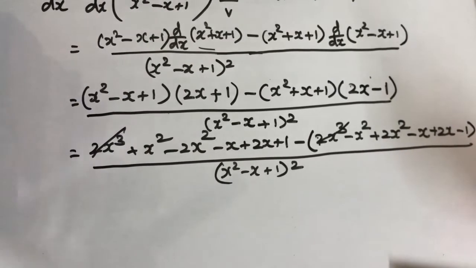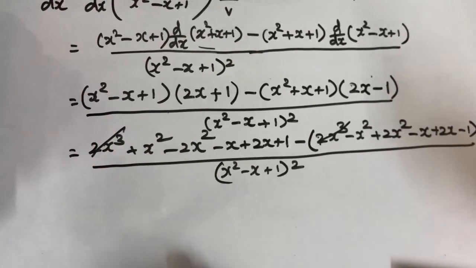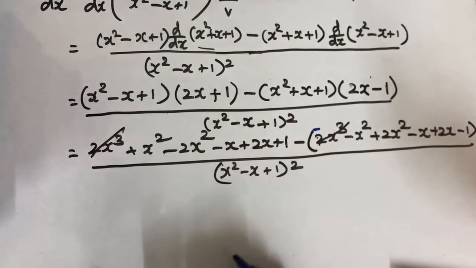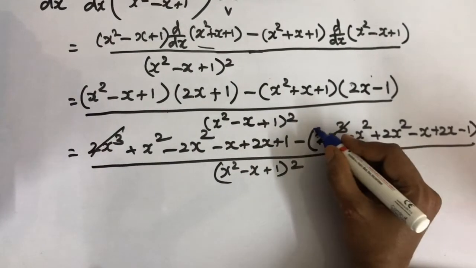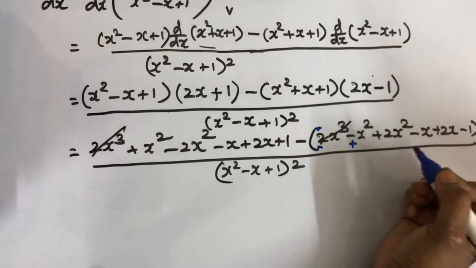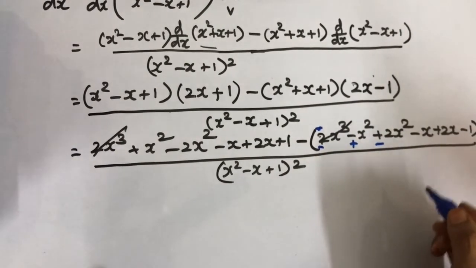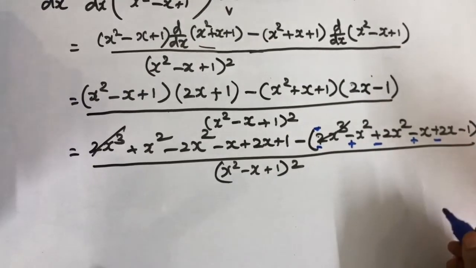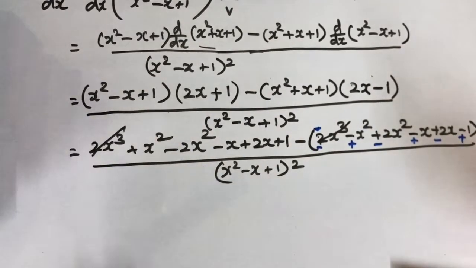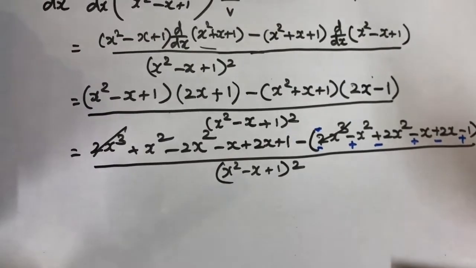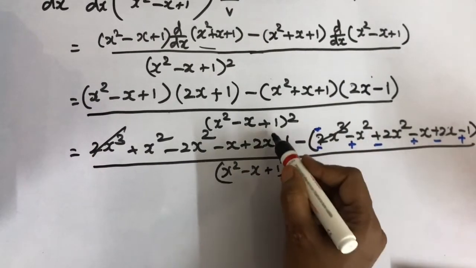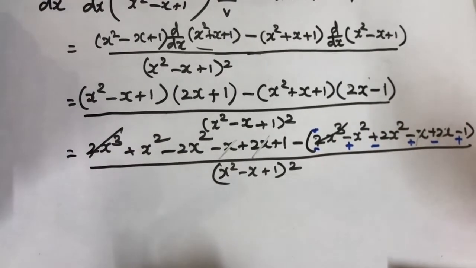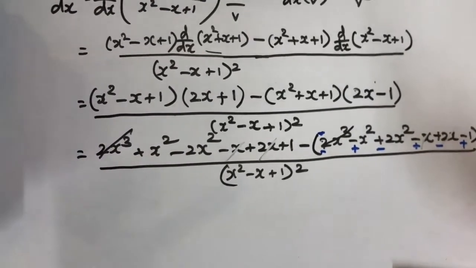Okay. First let's change the sign. Here it is minus 2x square. If I multiply the minus inside, minus 2x square. Here plus x square. Here minus 2x square. Here plus x. And here minus 2x. And it is plus 1. So remaining terms: here minus 2x, here plus 2x. Here plus x, here minus x. They cancel. Only the x square term will remain.